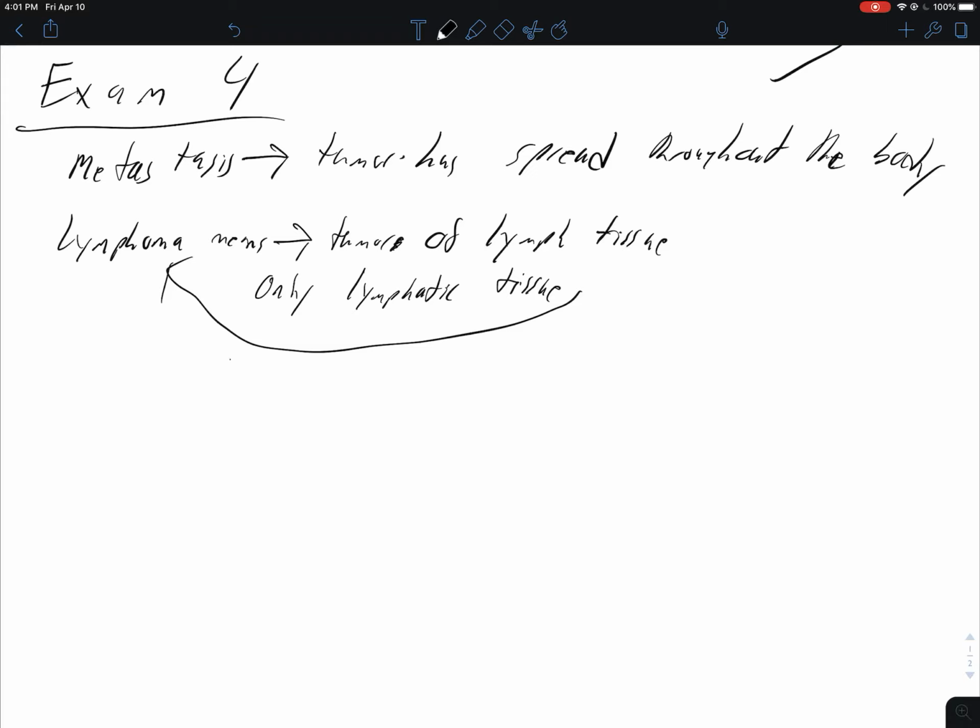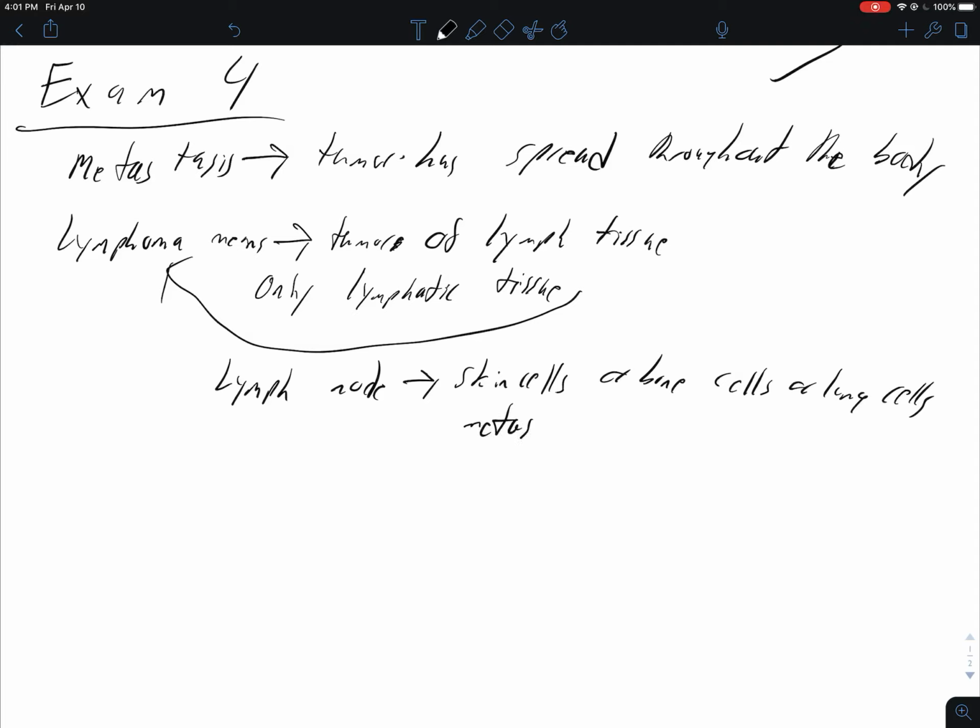But if we take that lymph node and we find skin cells or bone cells, or lung cells, cells that aren't supposed to be there, then we say that it metastasized. Sorry, I have a hard time spelling that and talking. Metastasized. Okay, so that's the difference. If in the lymph node we find tissue that is not lymphatic tissue, that means it's spread somewhere else and that's gotten picked up by the lymphatic system.